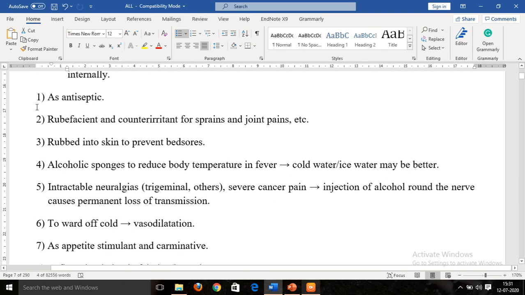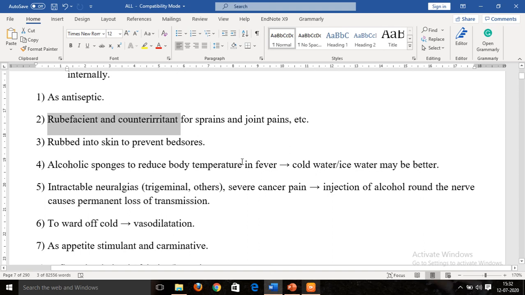So coming to the uses, the first one is as an antiseptic, because in the local actions we have seen that it can kill the microorganisms. So it has antiseptic properties, and you will find it in most of the antiseptics. The next is as a rubefacient and counter irritant. This also we have covered under the local actions.